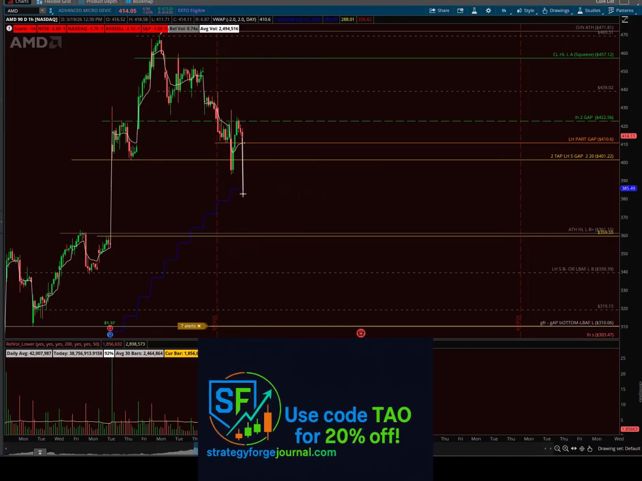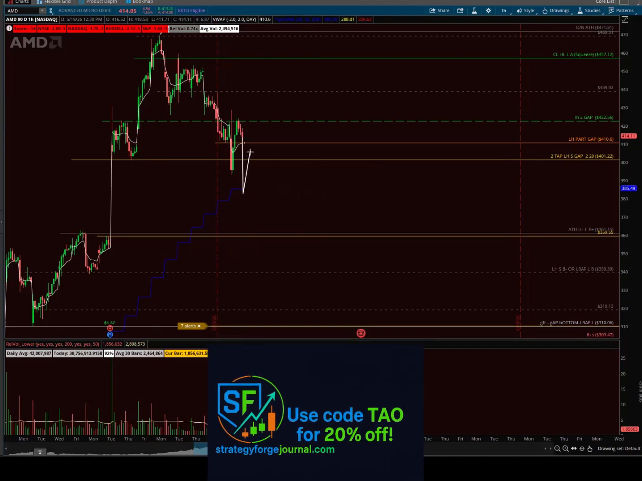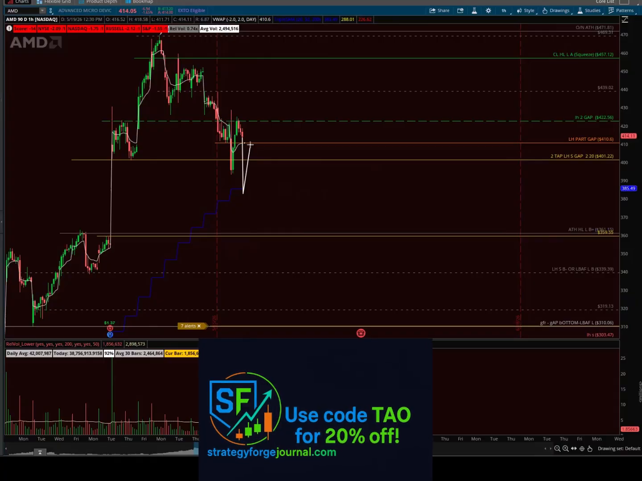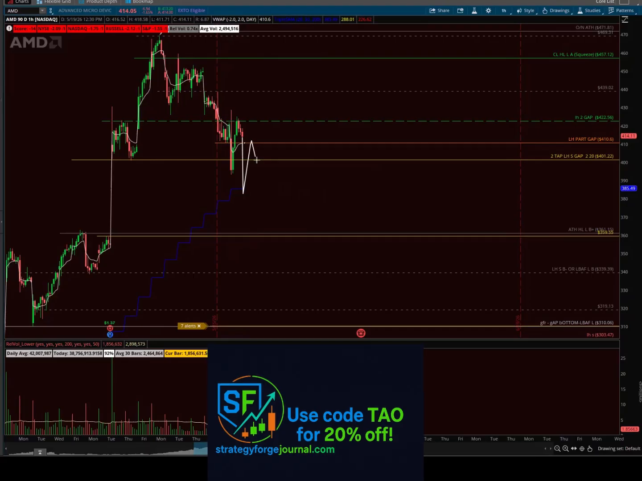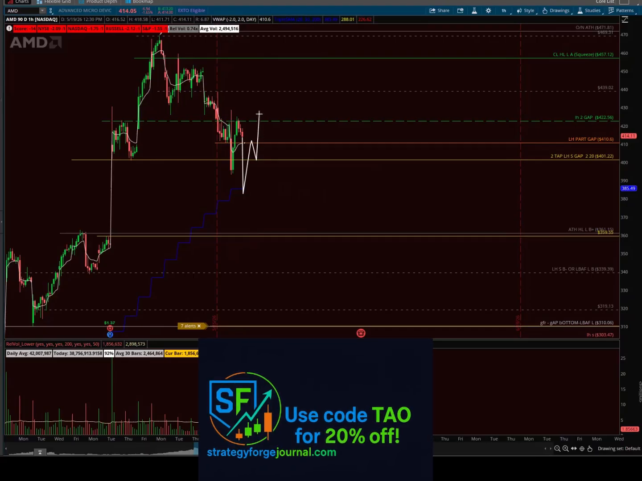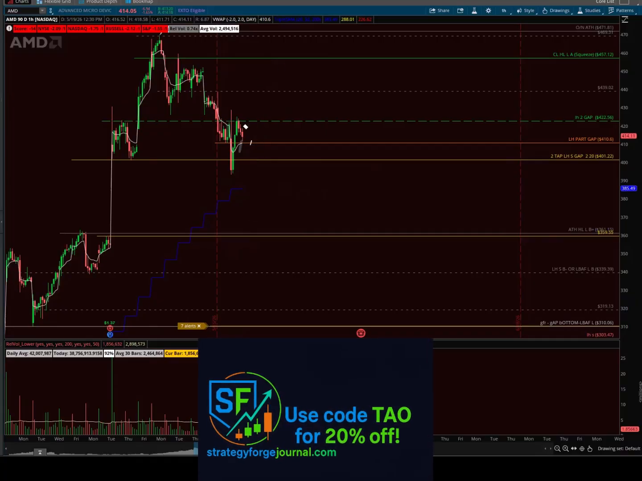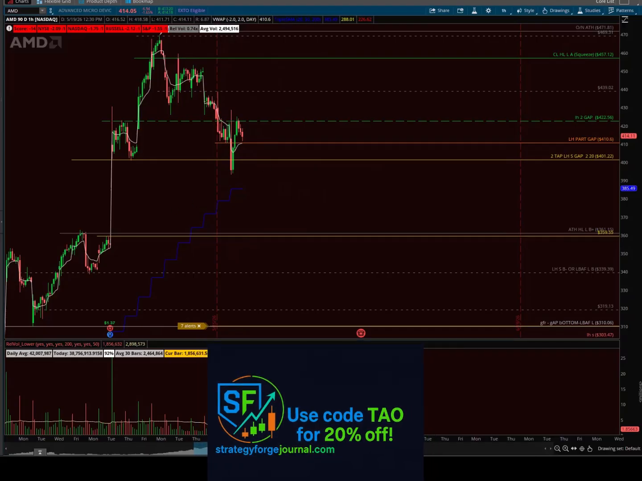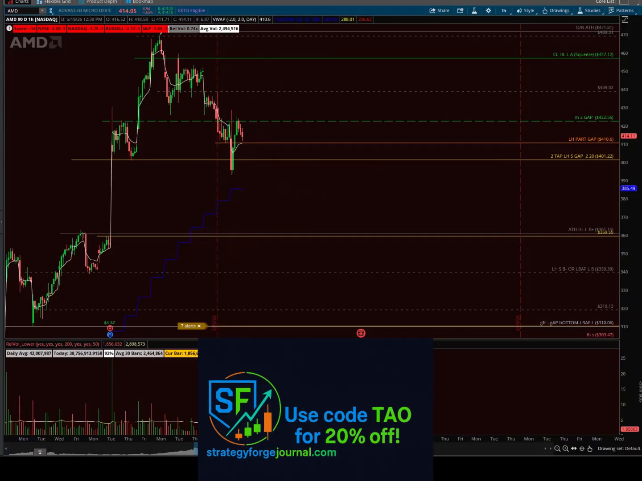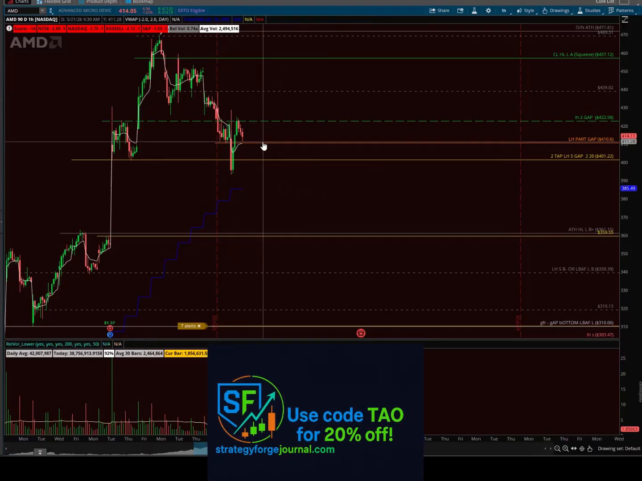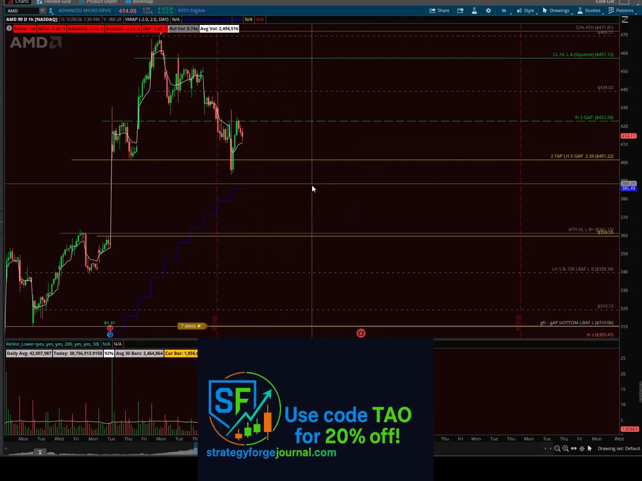And then if we do come into the gap, I wouldn't like it as much for a second time, but if we came in, got a higher low back above, I would definitely consider a long off that again. But second time around wouldn't mean quite as much, unless we were bouncing off the 20 SMA, then it probably would. So that's what I'm thinking as far as AMD going forward.